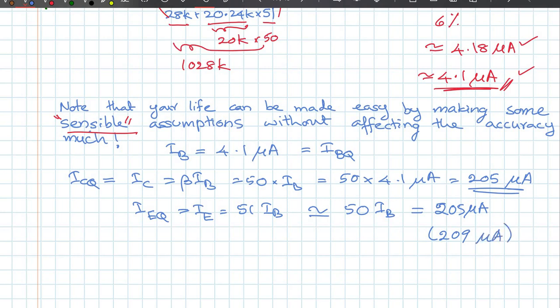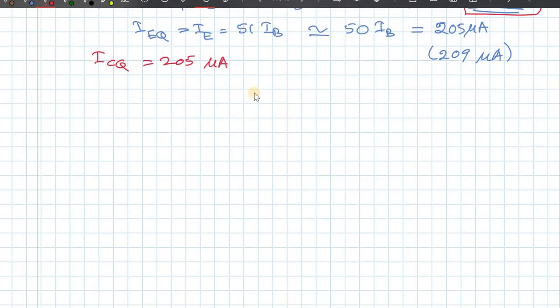Okay, so we know the values here. Now this is the important value that we want, IC. So ICQ is equal to 205 microamperes. This is one of the important quantities that we need. The next thing that we need to do is basically to find VCE.